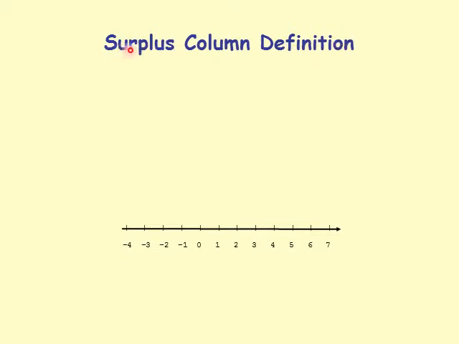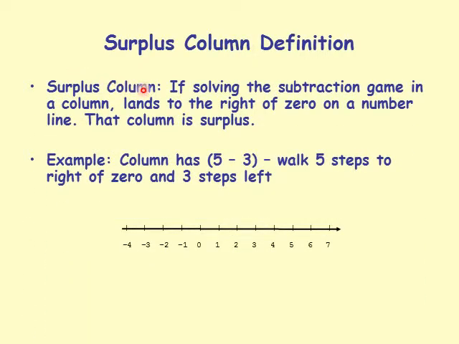The first definition we are going to talk about is the surplus column. In this game of subtraction there are two teams and each team has a player at different positions, and these positions are the columns. We look at the matchup at various columns. A column is a surplus column if solving the subtraction game in that column lands to the right of 0 on a number line.